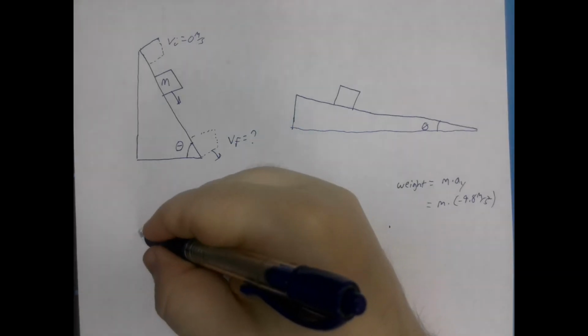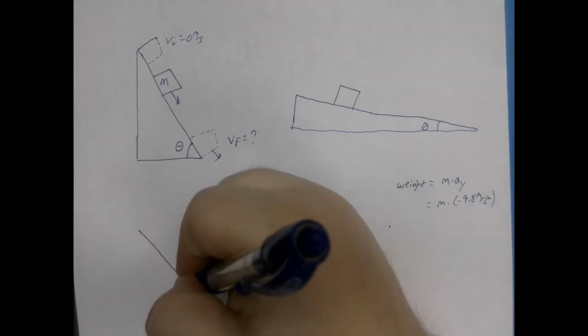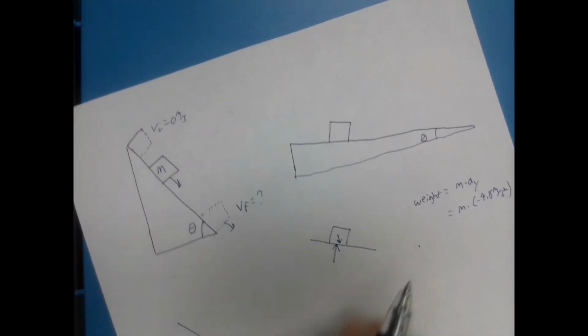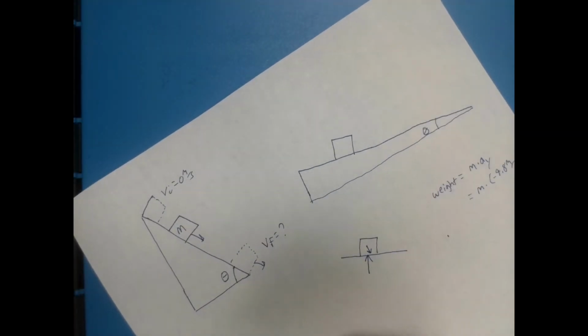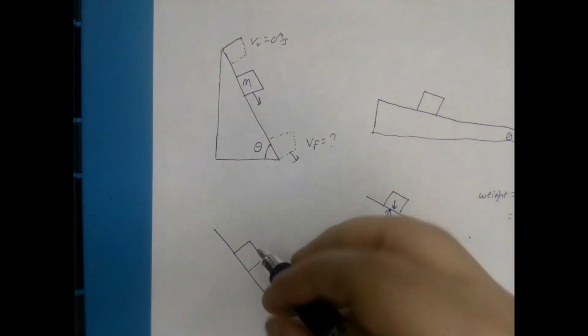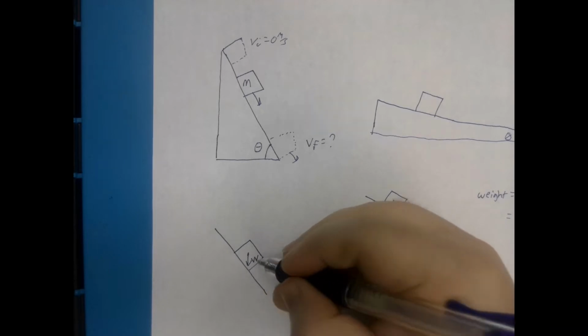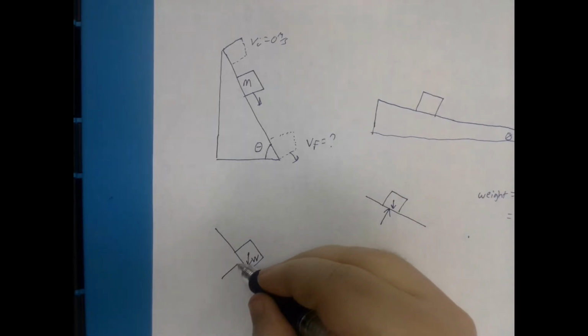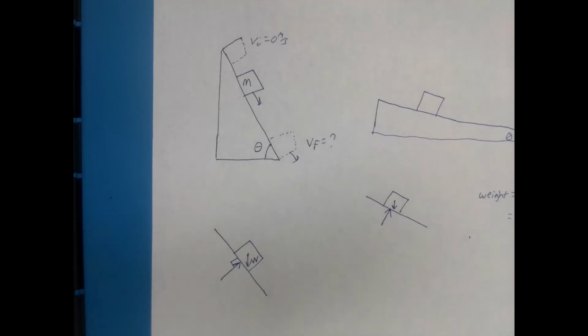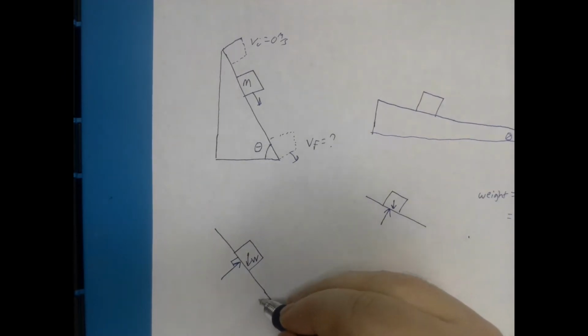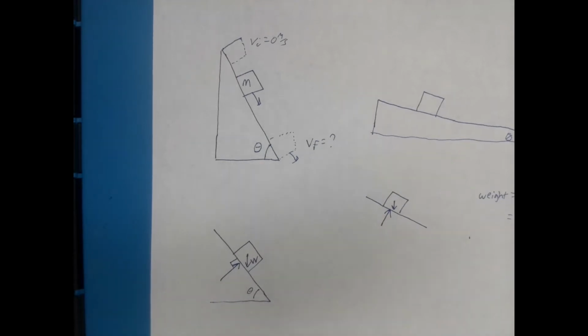Let's make this 45. I'm trying to figure out the best way of drawing this so that it looks nice. So we have a downward force. This would be the weight. And we have a normal force that would be 90 degrees off. So we have two forces being applied to this box. We need to get the net force.